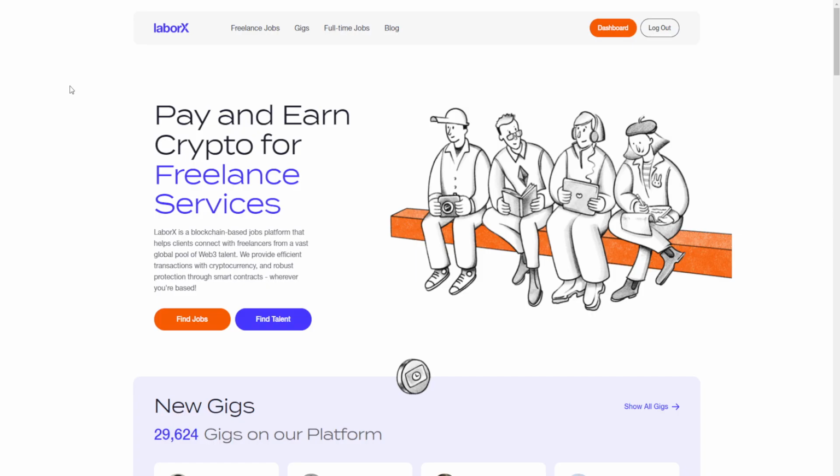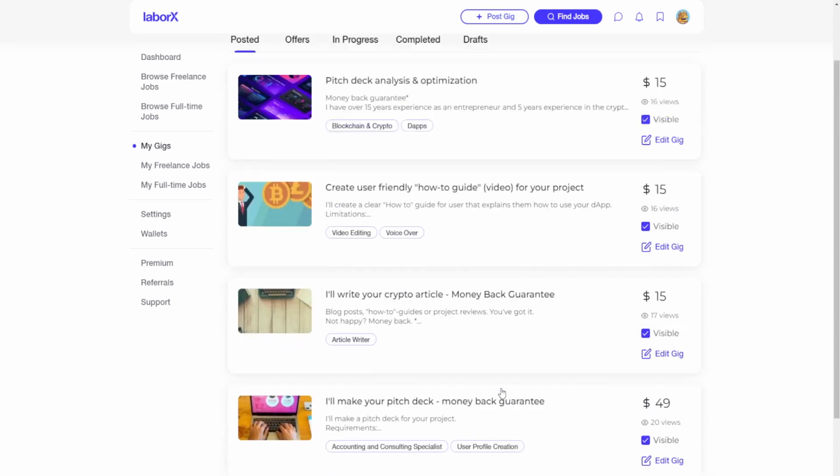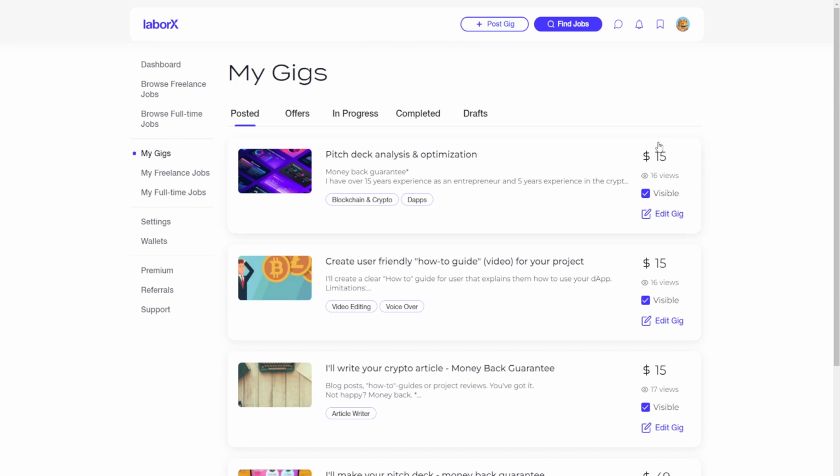Next thing I did was go to the website called LaborX. This is a website for freelancers, and you can post different jobs here and get paid in crypto. So as we can see, I posted a bunch of different gigs that people can hire me for. I put a very small amount. I think 15 is the lowest that you can ask, and it's a fixed amount. So hopefully at some point people will say, hey, I don't mind hiring you for this gig, and then I will have some starting money.